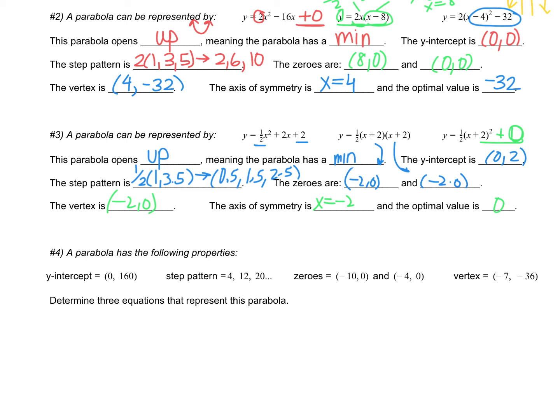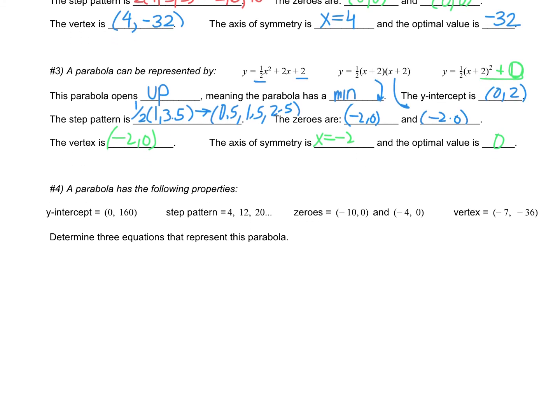Now, let's try one more little question here where I'm giving you the properties, and I want you to try to figure out the three equations on your own. So I have a y-intercept at 160, my step pattern is 4, the zeros are -10 and -4, and the vertex is -7, -36. Try this out. I recommend you start with your factored form and your vertex form because you have absolutely everything you need. And then for the y-intercept, there might be one value like either A, B, or C that you can't find, so try to problem solve through that. So pause the video and try it out, and then once you think you've gotten where you need to get or you're not sure where to go from there, come back and check your work.